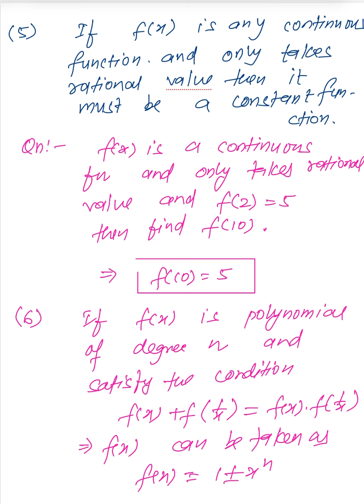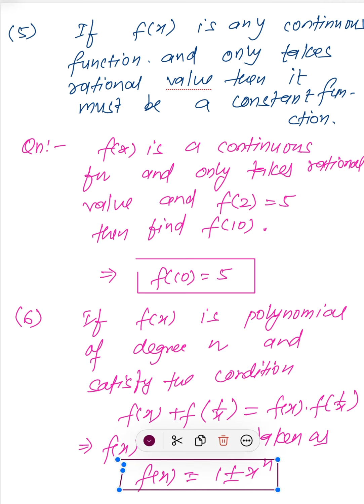So whenever it is given that f(x) is a polynomial function satisfying this condition, in that case f(x) can be taken as 1 ± x to the power n. We can consider one example on this sixth property also.